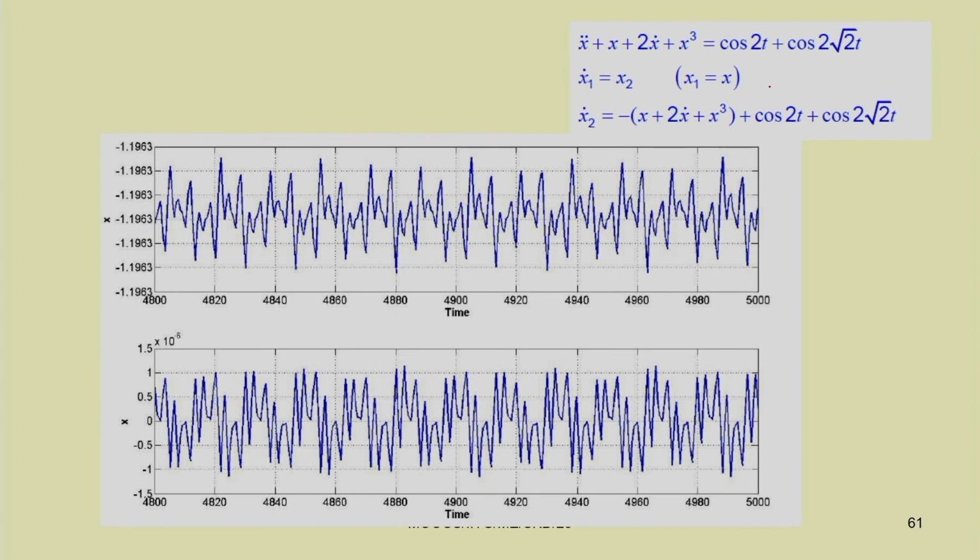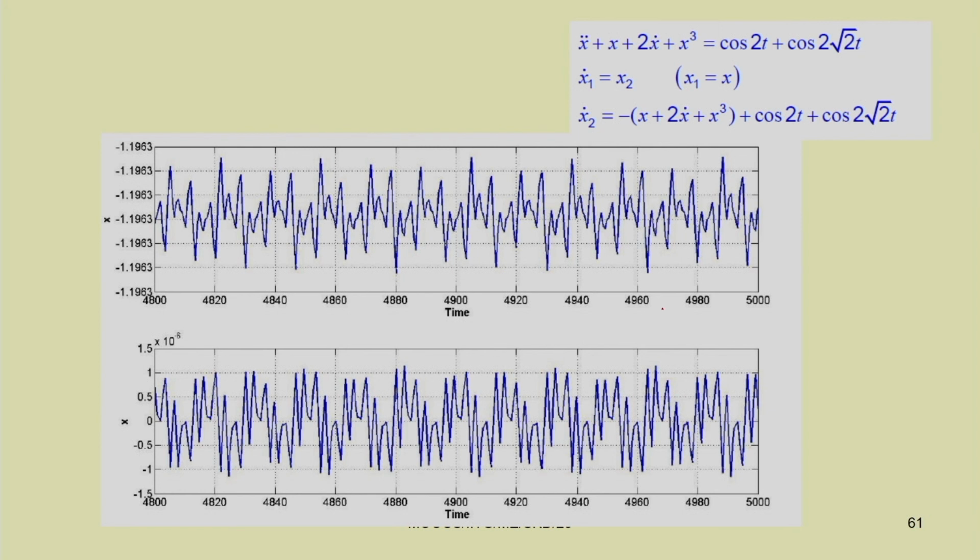So, let us see another curve also. The same thing I told you just now. This is a system with cubic nonlinearity: x double dot plus x plus 2 x dot plus x cubed equal to cos 2t plus cos 2 root 2 t. You can divide it into two first order equations. For the first, let us take x1 dot equal to x2, and for the second, x2 dot equal to minus x minus 2 x dot minus x cubed plus cos 2t plus cos 2 root 2 t.